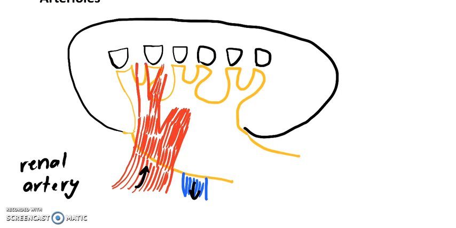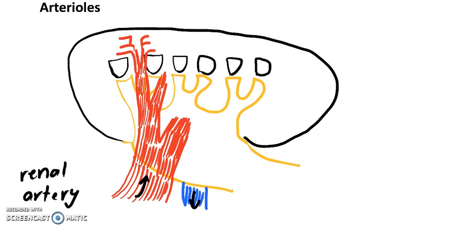And it's going to go through the renal columns. Once again, this is going to branch off even further, becoming even smaller. And then all we are left with are these thin arteries that we call arterioles. So renal artery gets smaller and smaller. These subdivisions have names. We don't have to worry about that for now.